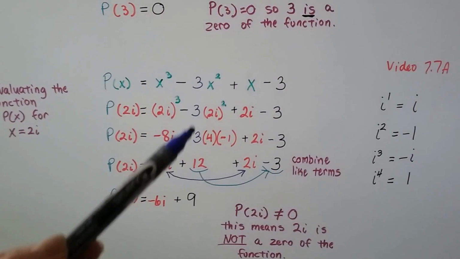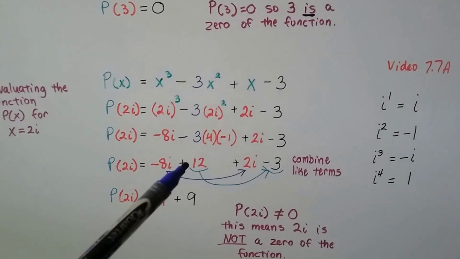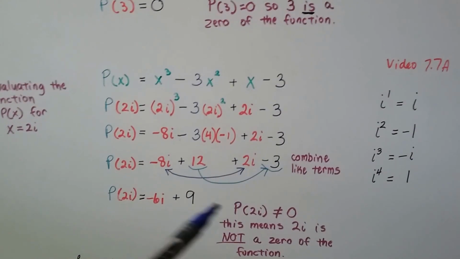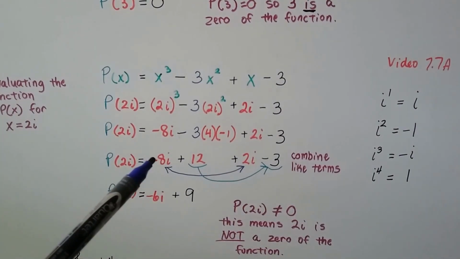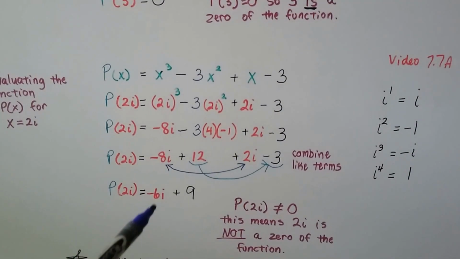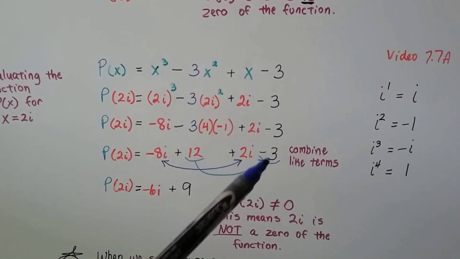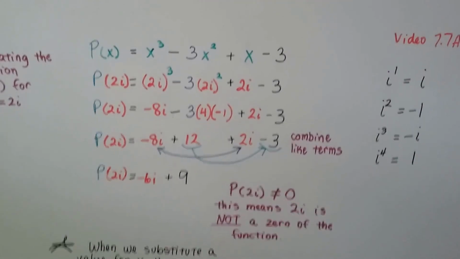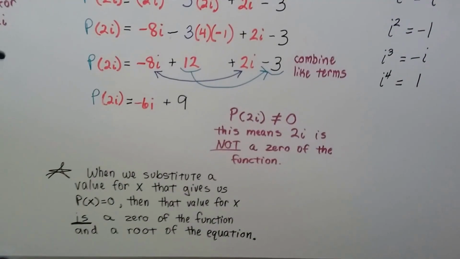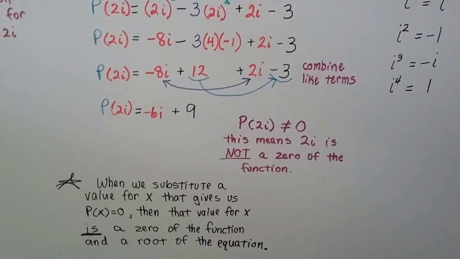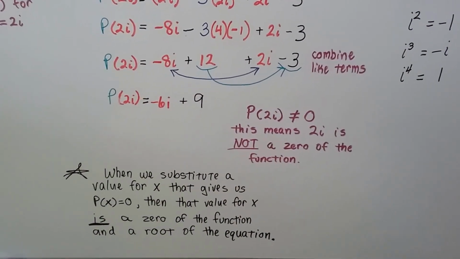We need to multiply it by this negative 3. That's going to give us a positive 12. We put our 2i in place of that x, and we have our minus 3. This negative 8i plus 2i is going to give us a negative 6i. This 12 and a negative 3, minus 3, is going to give us a 9. So that means p of 2i does not equal 0. That means 2i is not a 0 of the function.